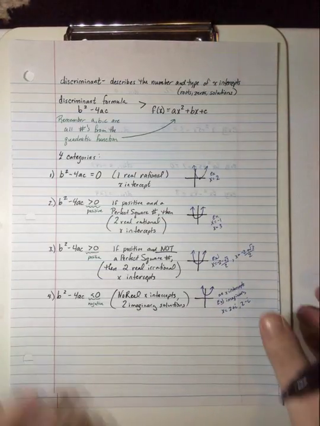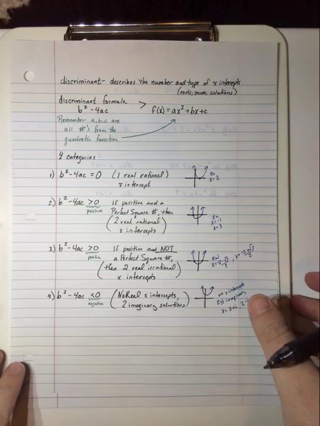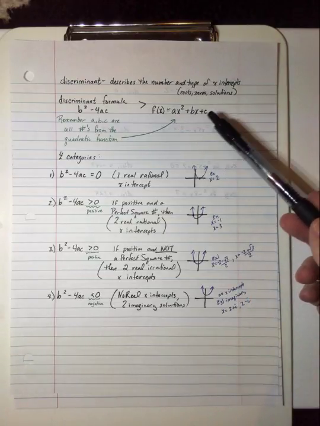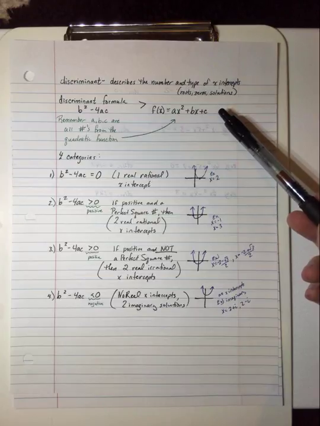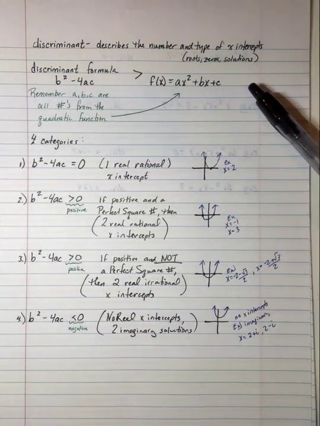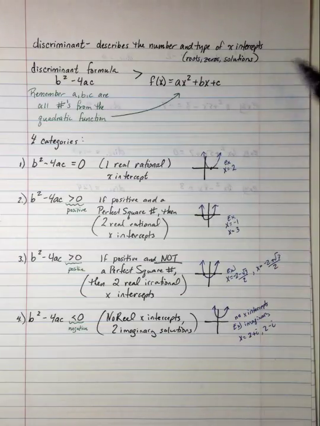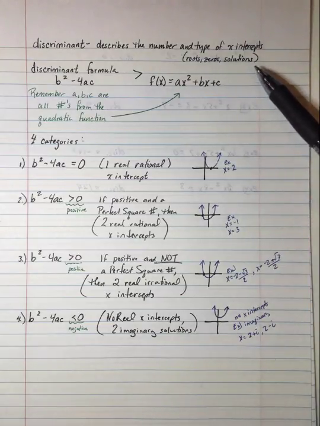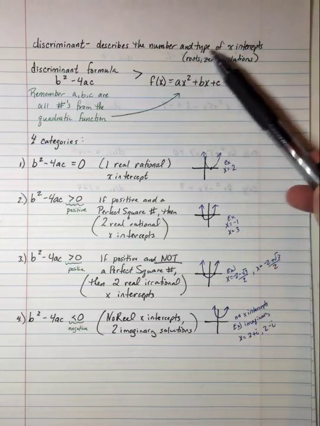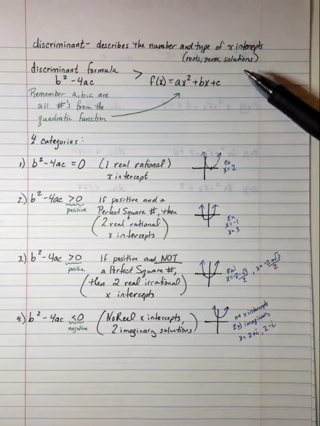Okay, so in this video we're going to talk about the discriminant. Your discriminant describes the number and type of x-intercepts. Remember, x-intercepts are the places where your graph touches the x-axis. Those are also called roots, zeros, and solutions. So what we're doing today is describing the number and the type of those x-intercepts, not what they are.